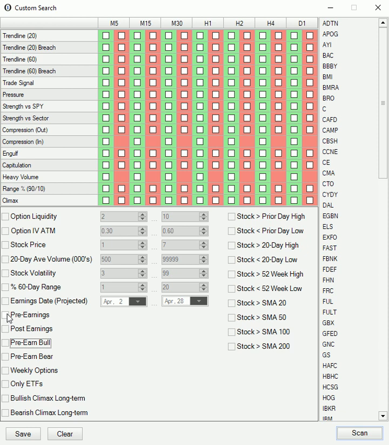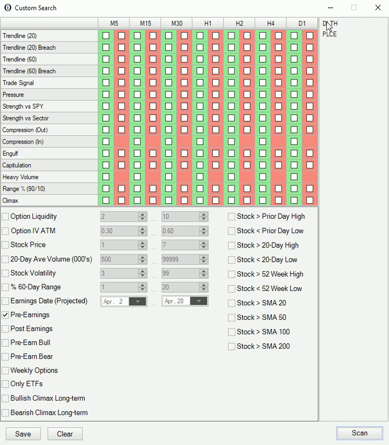Pre-earnings. So this would be any stock that announces today after the close or tomorrow before the open. So if you want to take a look at stocks that are going to be announcing earnings, you mark that. And I don't know that there are any right now because we're really out of earnings season, but there are a couple. So these two companies announce after the close or before the open.